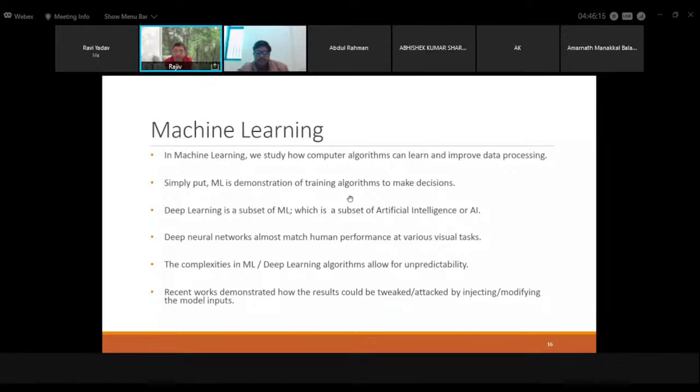The case studies that we'll be starting now will basically delve into deep learning algorithms. So we will see how deep learning algorithms are fooled. We'll see the case studies and how those patches or the complexities in the deep learning algorithms allow for unpredictability.